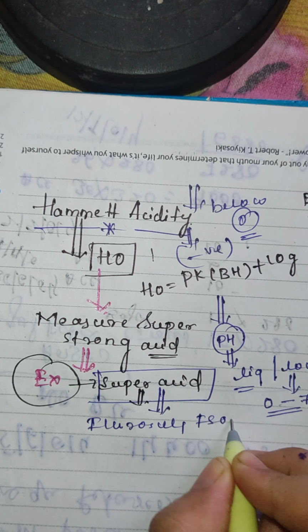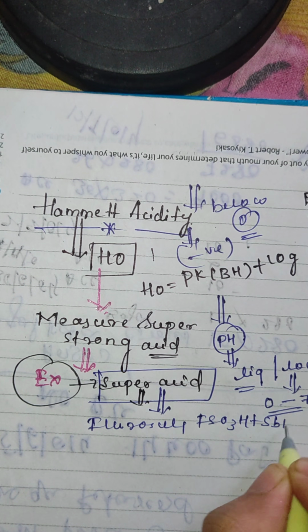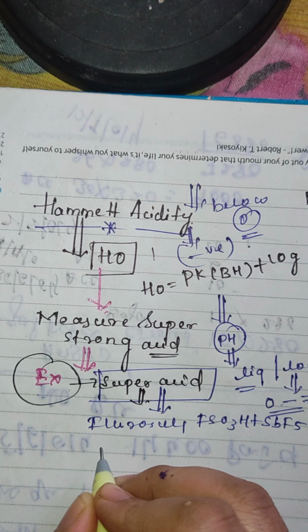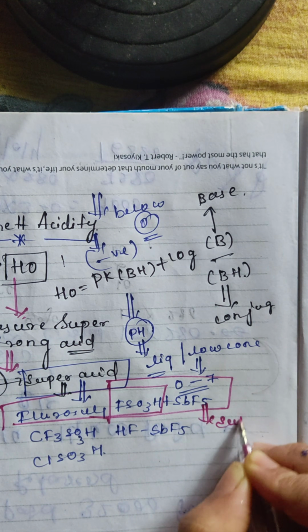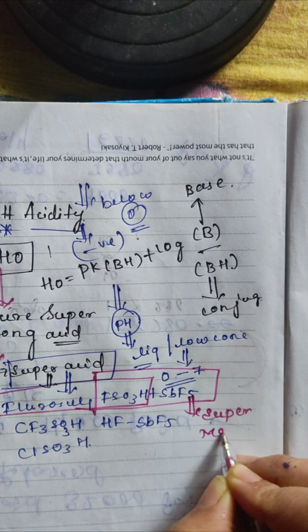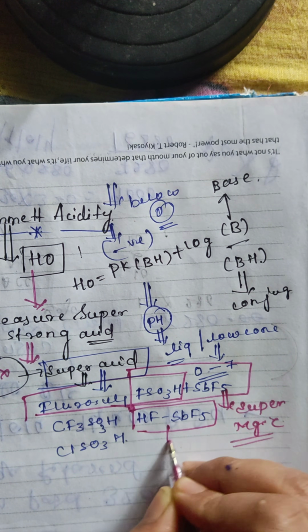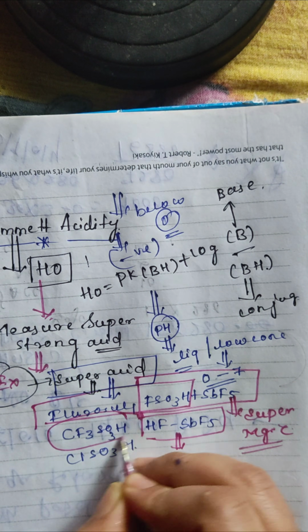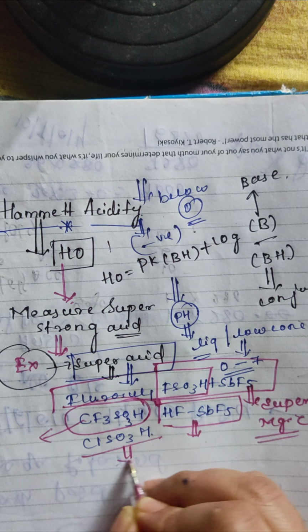Here we discuss a list of examples. The first one is a superacid like fluorosulfonic acid, FSO3H. Magic acid is made where you combine it with SbF5. The formula is FSO3H plus SbF5. Next we see fluoroantimonic acid, HSbF6, and fluorosulfonic acid.